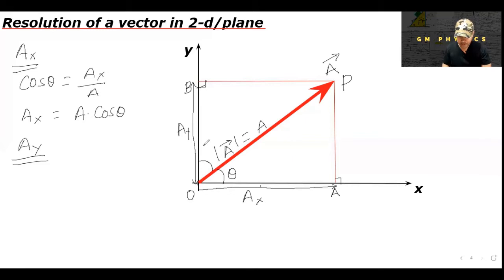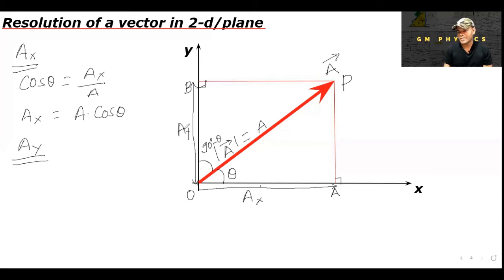This total is 90, so this angle is 90 degree minus theta. So this is the base. OB is the base of the right angle triangle OPB, okay? And this hypotenuse OP is already known. We have to find the base.